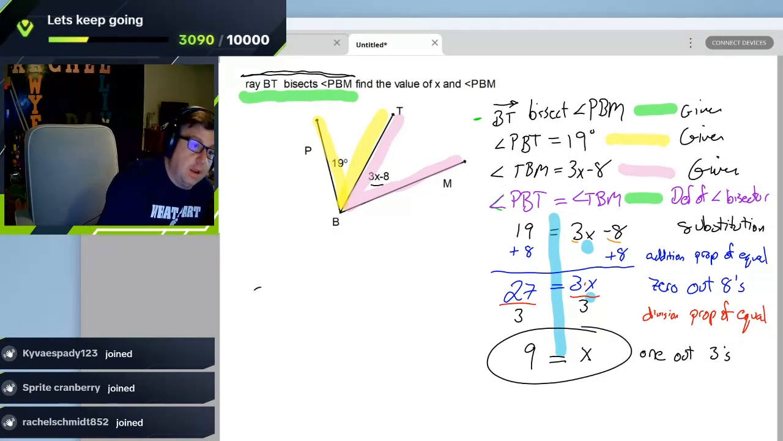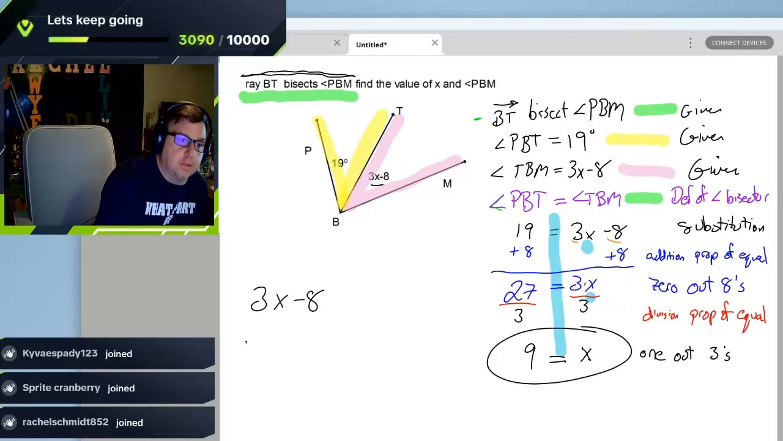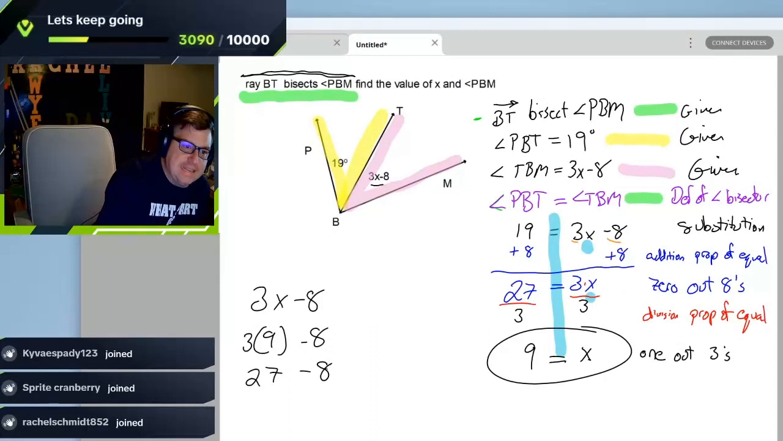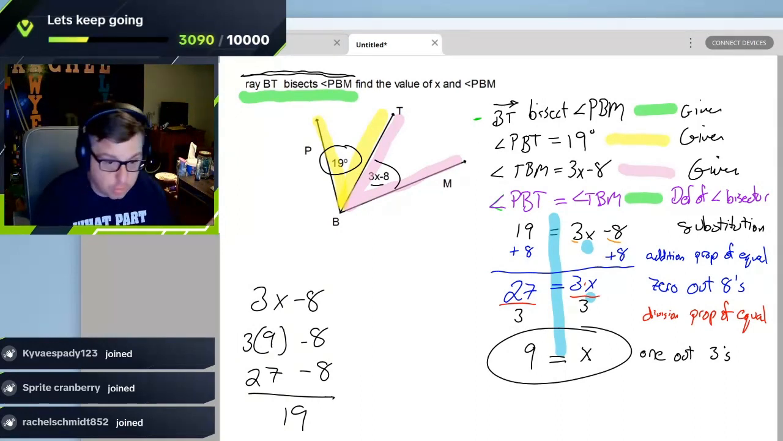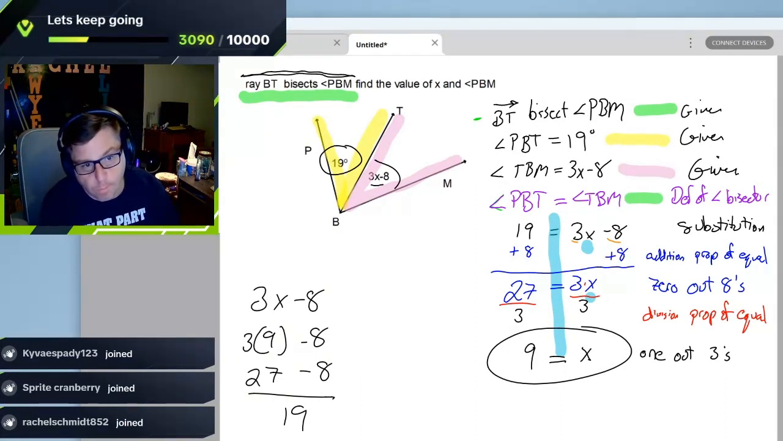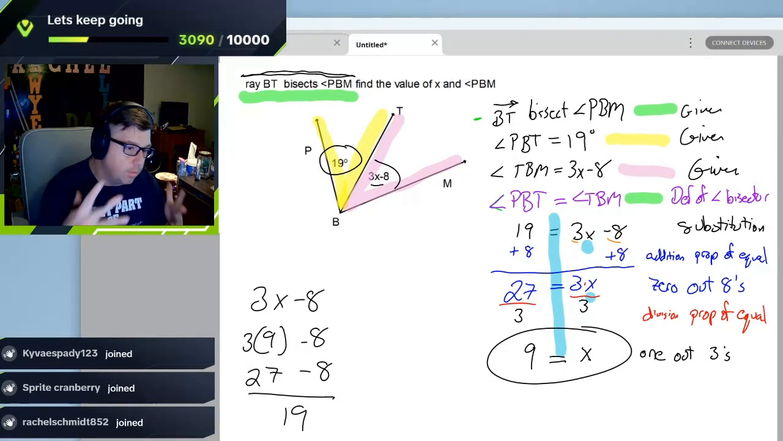And we can double check our answer to make sure that it's our solution. We're going to do 3 times x. Well, we just found what x equals. X equals 9. And 9 times 3 is 27, minus 8 will give me 19, which is the same angle, which it should be because it's a bisector, right? All the pieces fit together.